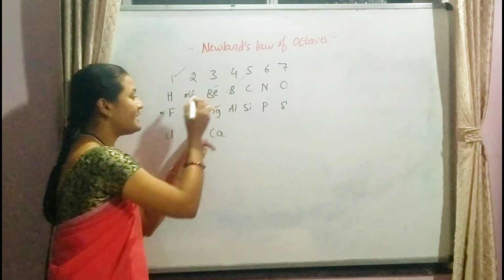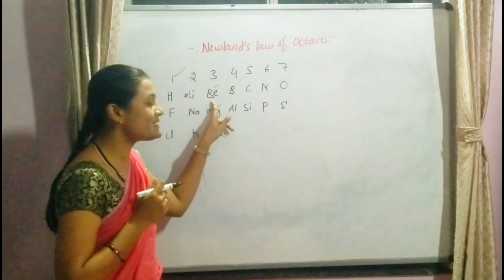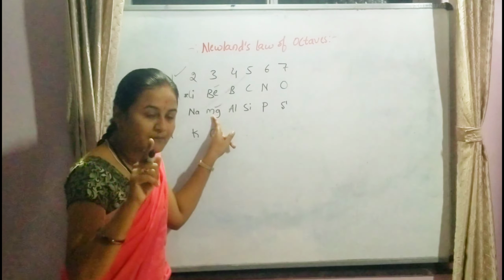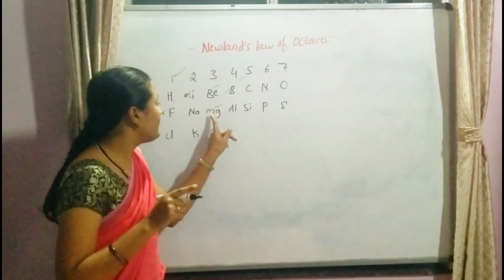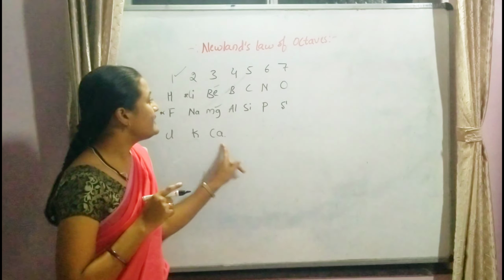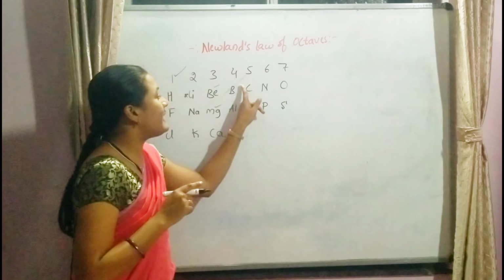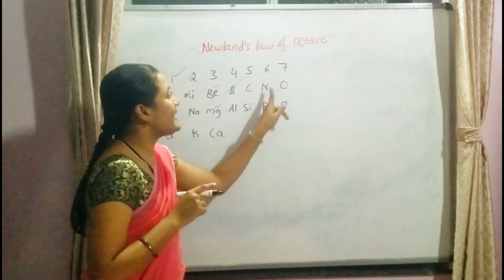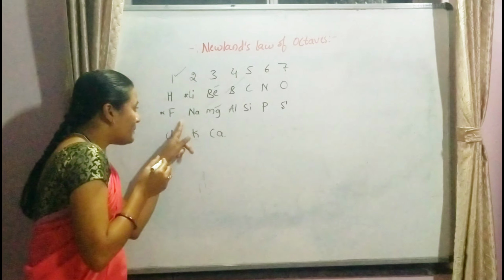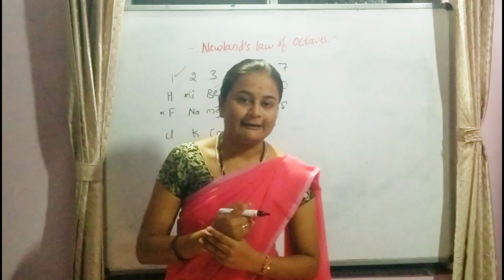Beryllium and magnesium have similar properties because beryllium is the first element and magnesium is the eighth element. If we consider magnesium as the first element, then calcium is the eighth element. Similarly, boron with aluminium, carbon with silicon, nitrogen with phosphorus and oxygen with sulfur. Here we do not write the noble gases because they were not discovered at that time.